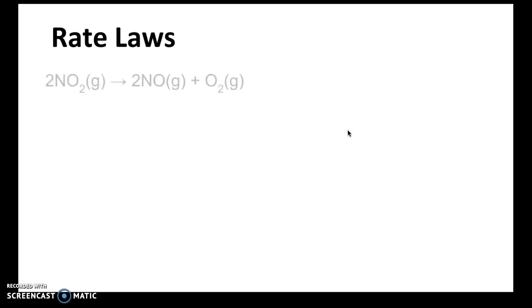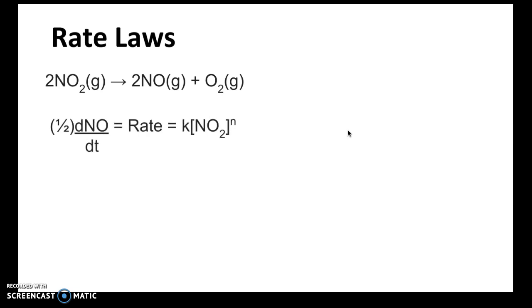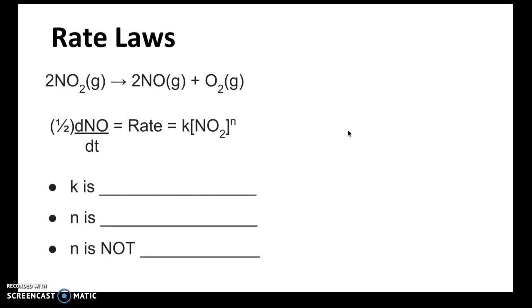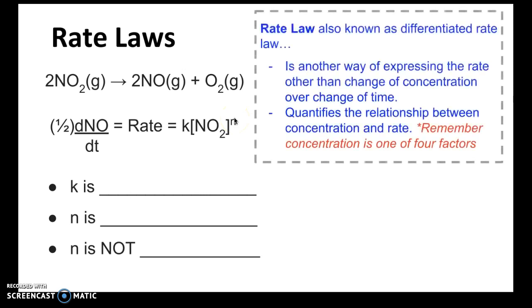Okay, so now let's talk about something called rate law. Here's our reaction that we saw on the previous slide. A rate law is this expression here: rate is equal to k times the concentration of NO2 to the power of n. And we're going to break this down in a moment. But first, let's find out what a rate law is. It's also known as a differential rate law. So this is the normalized rate with respect to NO. Remember, we took the derivative there, and we multiplied it by the reciprocal of the coefficient, or the 1/2.